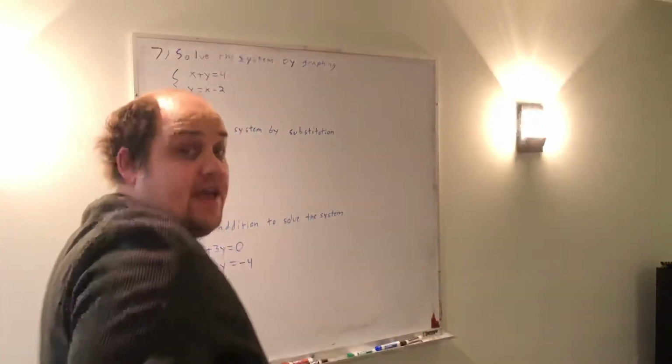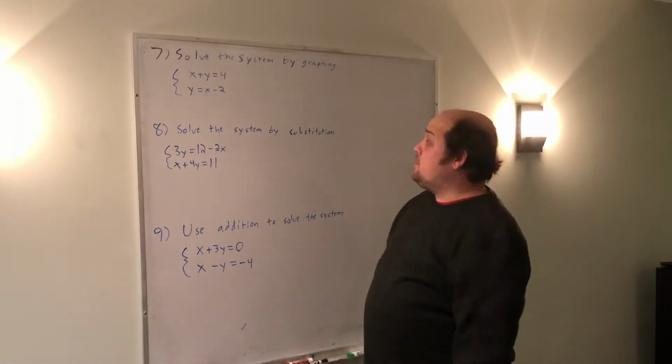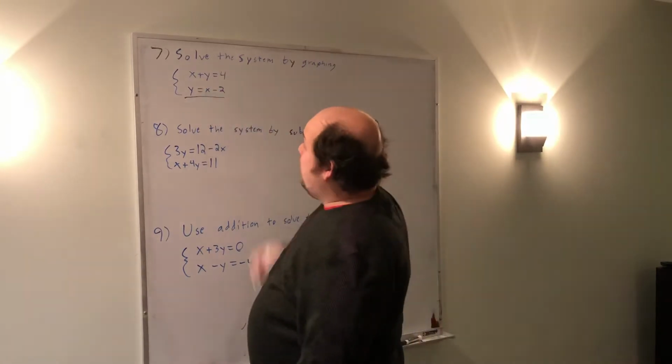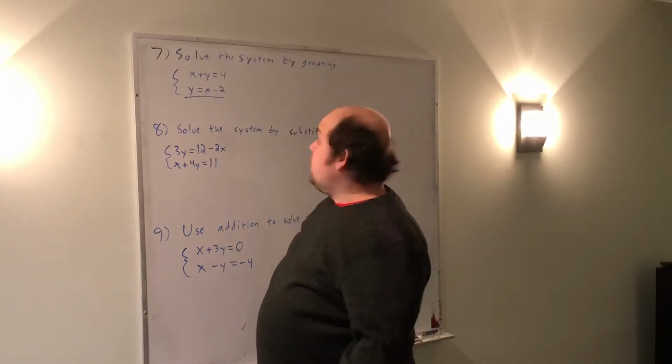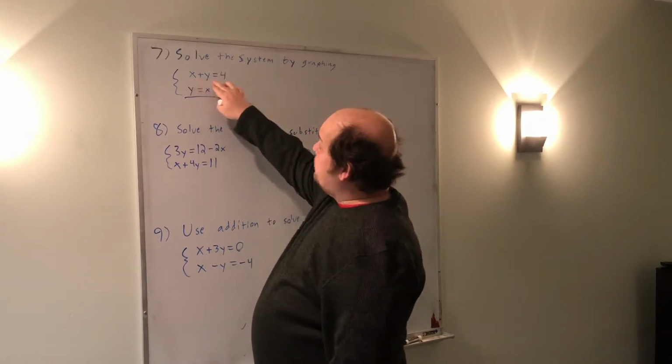The next section of the final involves 3 different ways to solve systems. The first way we learned was by graphing. Here they've given us one equation that is in y equals mx plus b form, but I really want to find the other equation in the same form. So here it says x plus y equals 4.